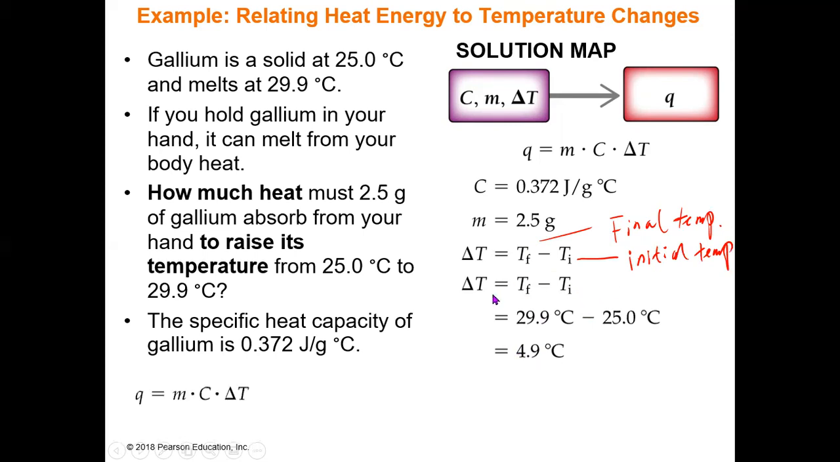In this example, we get a positive delta T, so our Q will also be positive. That means it is an endothermic process. It absorbs heat from your hand. Once you get those numbers ready, you have 2.5 grams for m and 0.372, which is joule per gram per Celsius. You cancel out the gram and the Celsius, and you get joules.